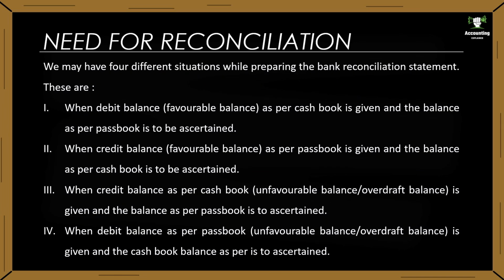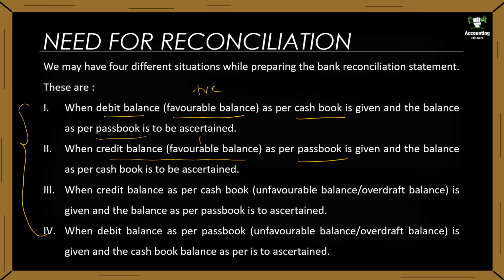We are going to see now different scenarios under which a question can be asked in your exam. First one is when the debit balance, that is a favorable balance or positive balance as per cash book, is given. They will give the positive balance of the cash book and ask you to ascertain the passbook balance. Next, when the credit balance or favorable balance as per passbook is given, they will give a positive balance as per passbook, and then you have to find out the cash book balance.